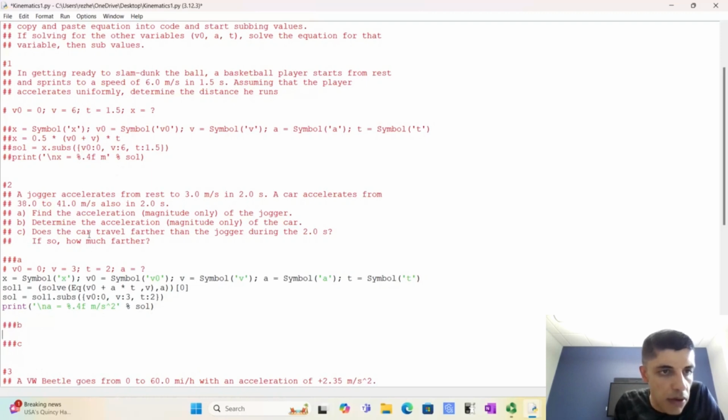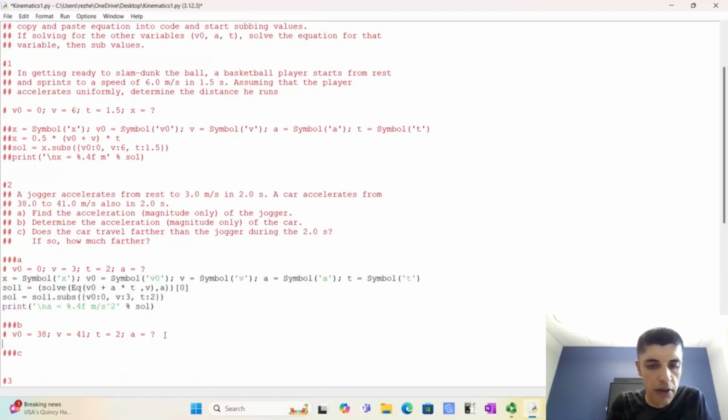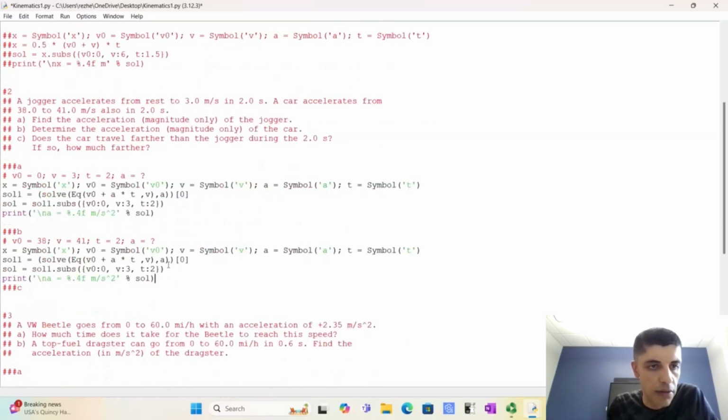So part B says determine the acceleration of the car. So here we're going to do the same thing. Let's go ahead and copy and paste this line there. So of the car, we're given that v naught is, actually not 0, this is 38, and v is 41. t is still 2 seconds, and we're solving for a. So we're going to use the same setup as before, and change some numbers in this part B.